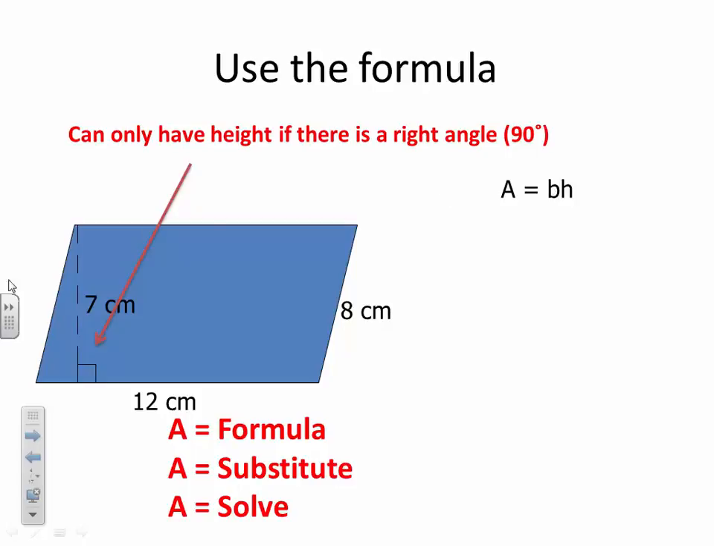So my formula is base times height. I substituted in the 12 and the 7. Notice the 7 is in there because this is what's created with the right angle. This is the height, not this. This 8 is just a side, doesn't count.